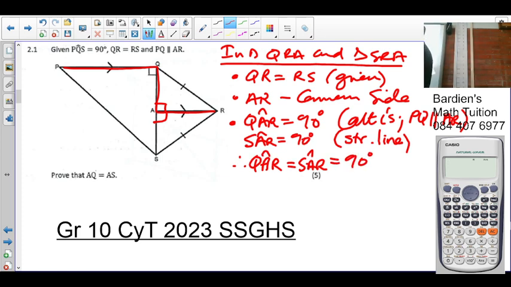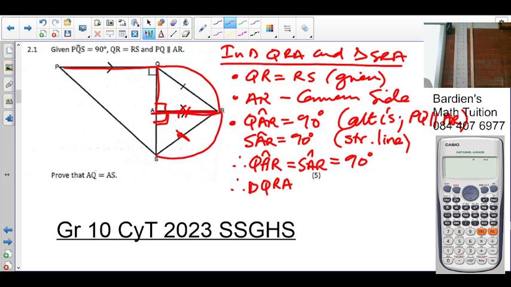Not so? So now we have the 90 degrees and we have the hypotenuse and the side. So therefore, triangle QRA, and then we must say SRA, which is the order we got initially. Therefore, triangle QRA is congruent to triangle SRA. Why? RHS. People, if two triangles are congruent, that means the corresponding sides and the corresponding angles are equal. Okay. So from there I can conclude, therefore, PQ.